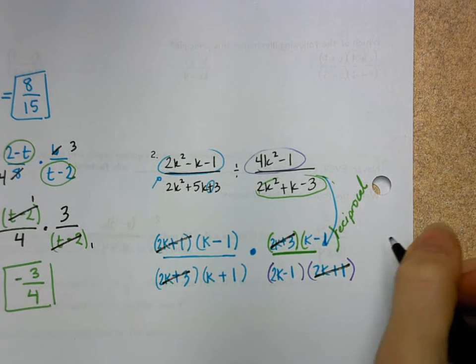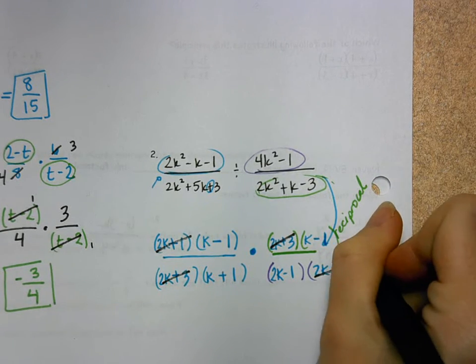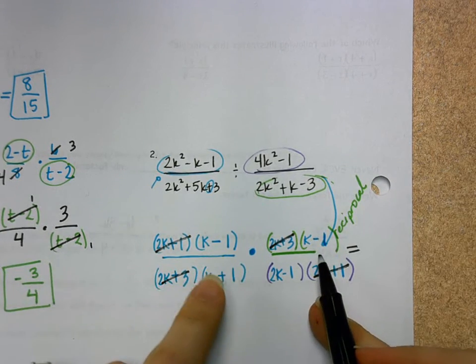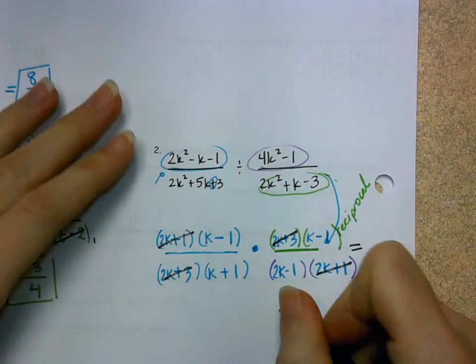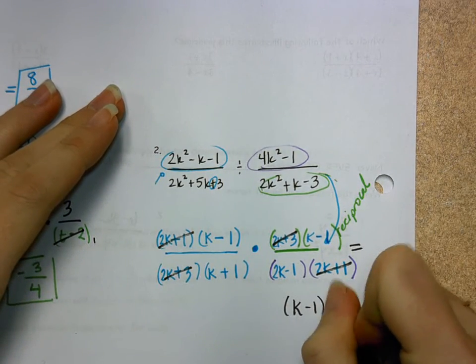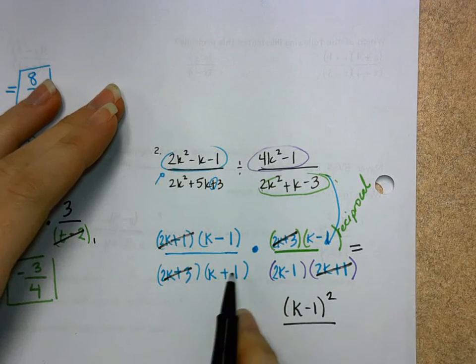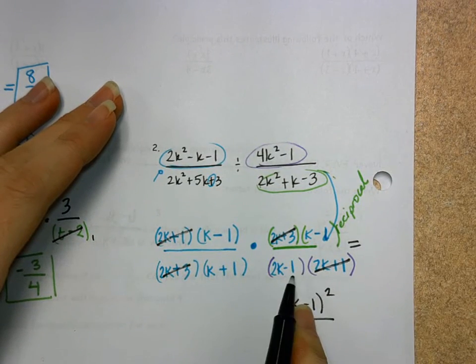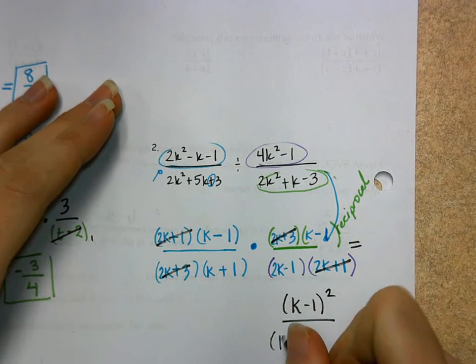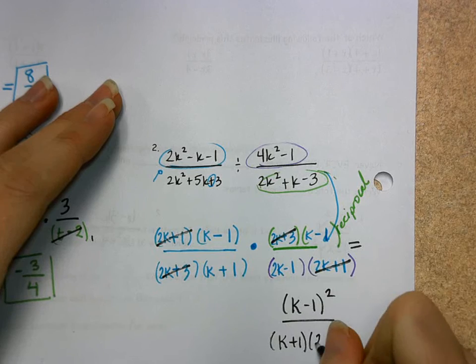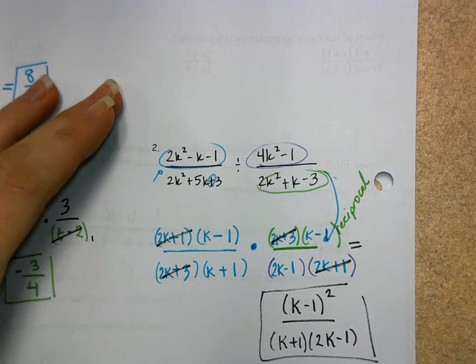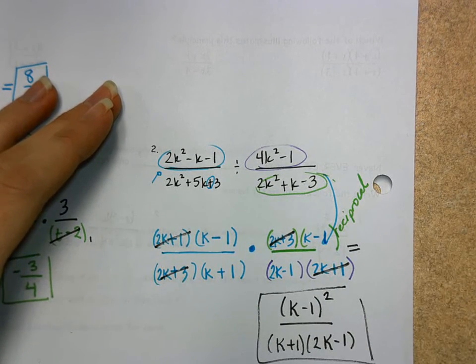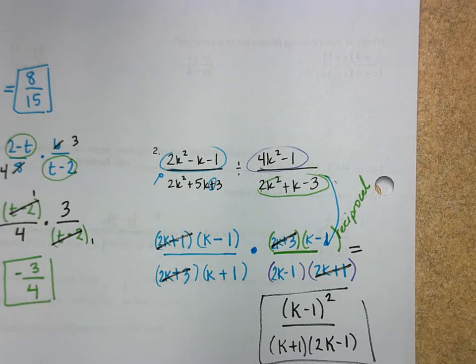Now I just go ahead and I multiply. Multiplying it out. And if I multiply k minus 1 times itself, I could just call that k minus 1 squared. And then I need to keep this as quantity k plus 1 times quantity 2k minus 1. And box my answer, and that's it. Okay, moving on to the next one.